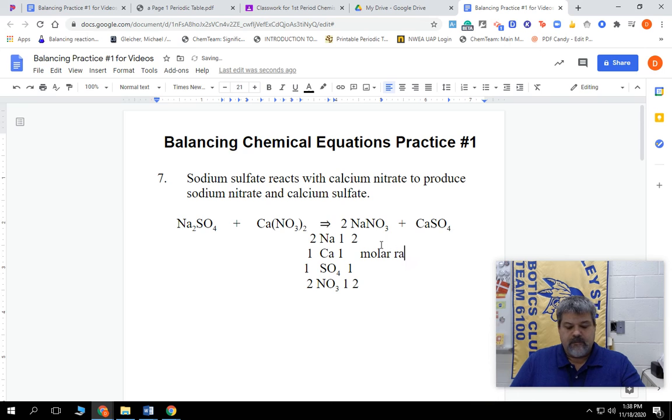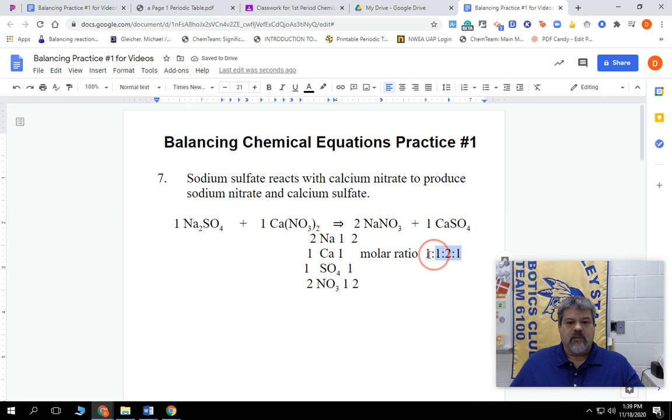So what is the molar ratio? The molar ratio is going to be 1 to 1 to 2 to 1. So we're going to go 1 to 1 to 2 to 1. And as always, we look at this number right here and we say, can I reduce it? Because 1 is the smallest number, we can't reduce it. So we're going to go ahead and make it bold, and then we're going to go ahead and highlight it. And there we go. There's our molar ratio.